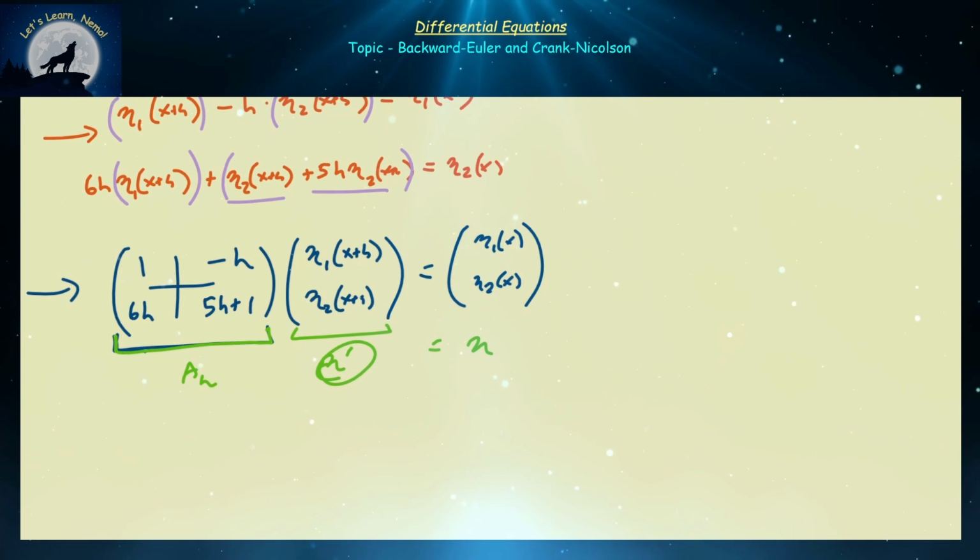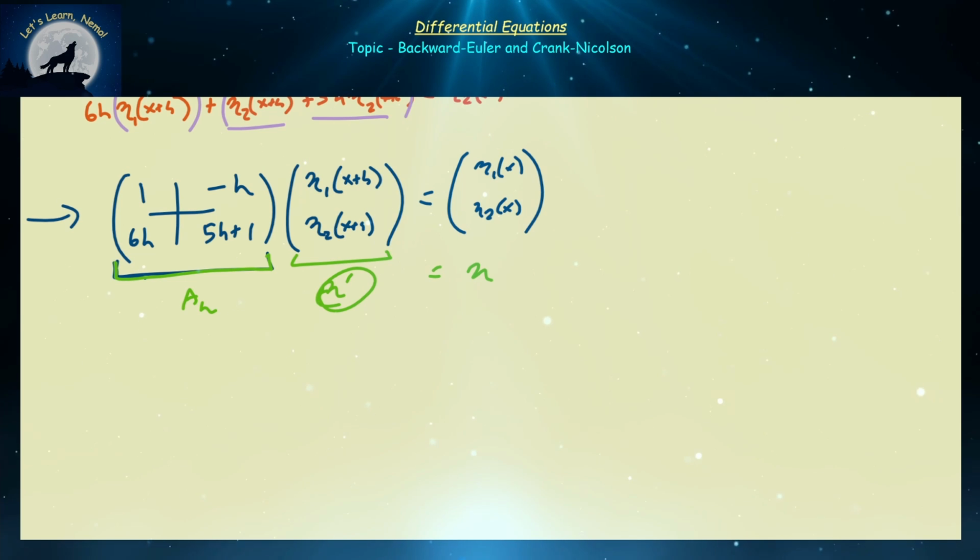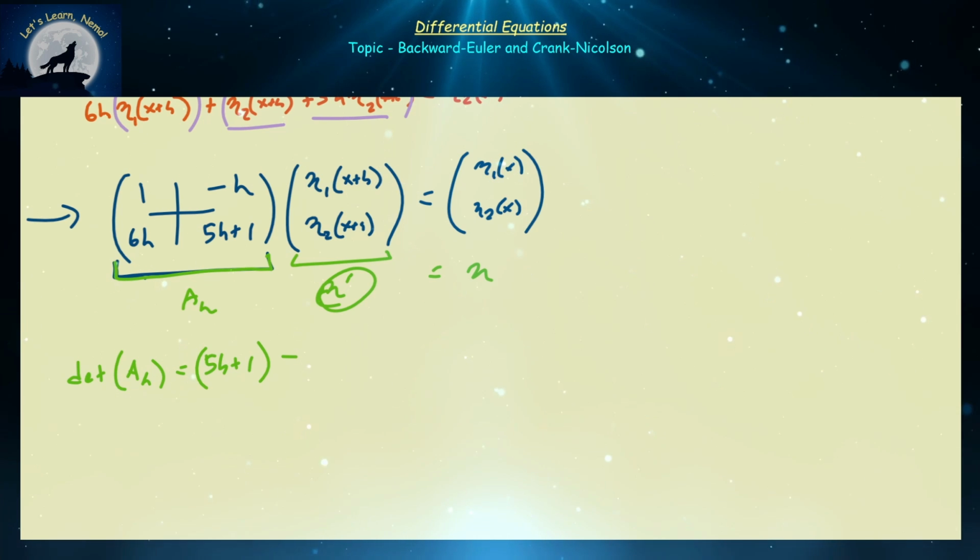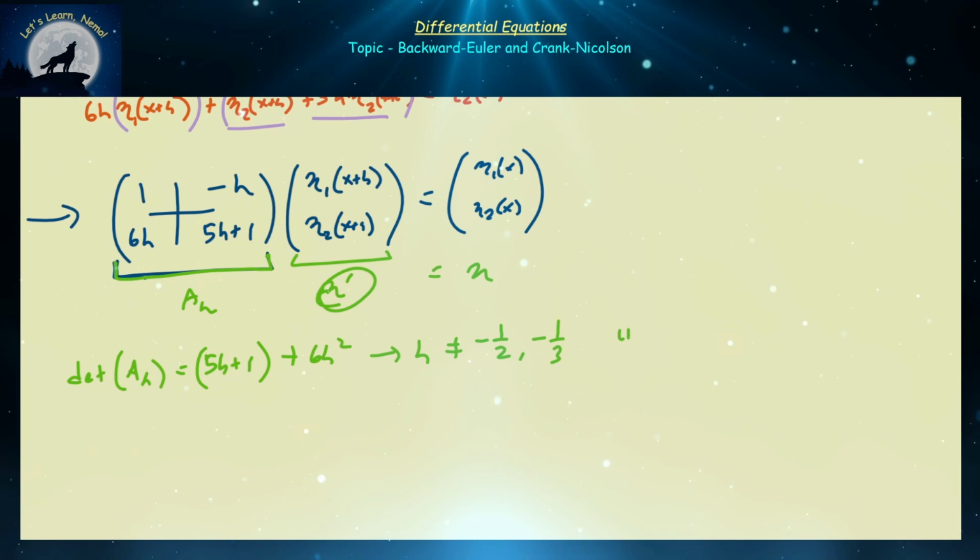And keep in mind this has a unique solution as long as the determinant of A_h is not equal to 0. And the determinant of A_h will be equal to (5h plus 1) minus 6h squared. So as long as h does not equal, what is that, minus 1/2 and minus 1/3, then we should be okay. And usually we don't use negative h's anyway, because technically we're moving in the wrong direction if our h is going backwards. So since h is usually positive and small, then we should be good for any h you choose, at least in the theoretical realm. So that's how you would start to set up your backward Euler method.